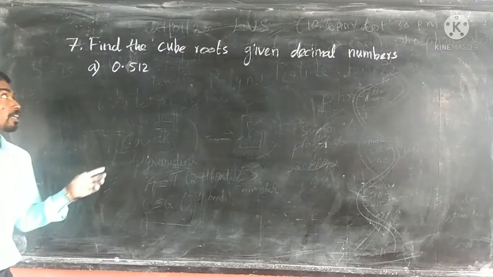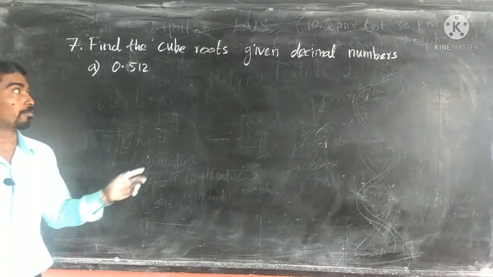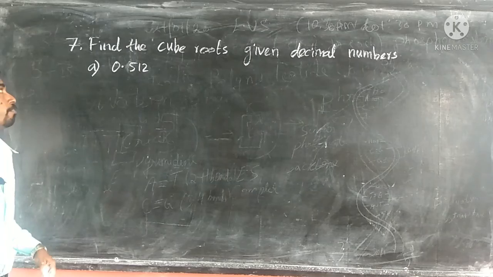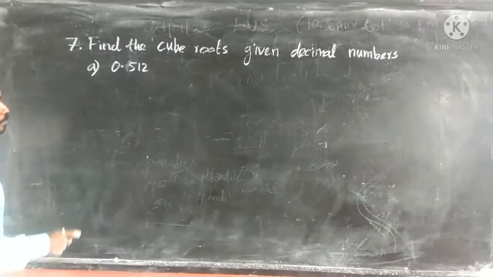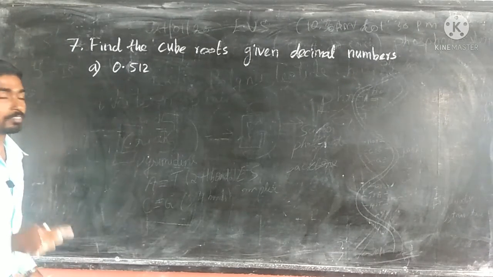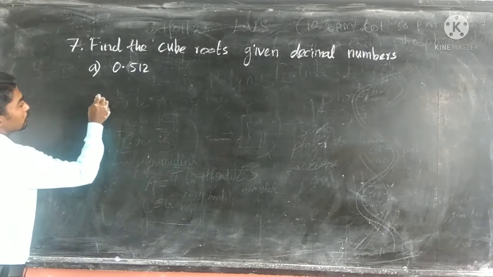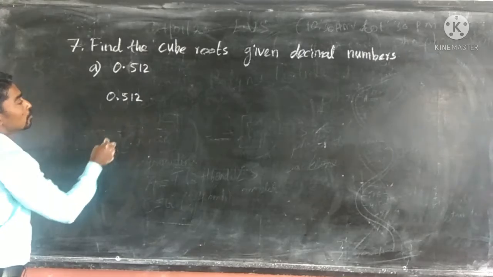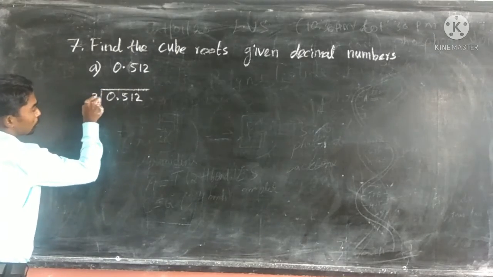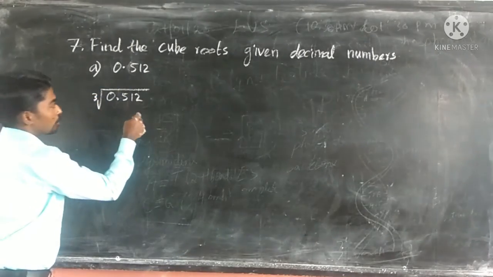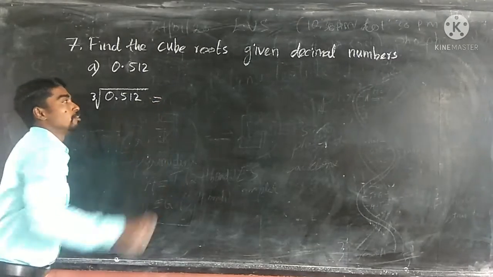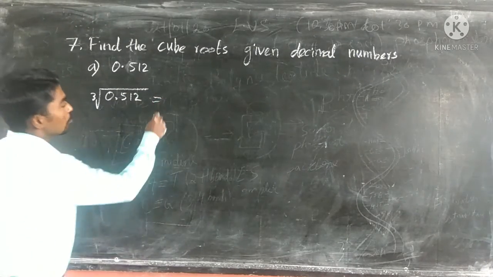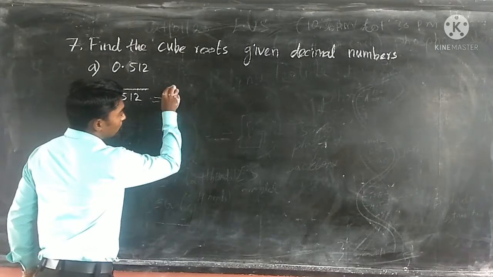Now we are going to learn how to find the cube roots of the given decimal numbers. First subdivision, 0.512. It is a decimal number. First we need to convert it into a whole number. Cube root of 0.512 is equal to. Here we are going to multiply both the numerator and denominator by 1000 to get a whole number.